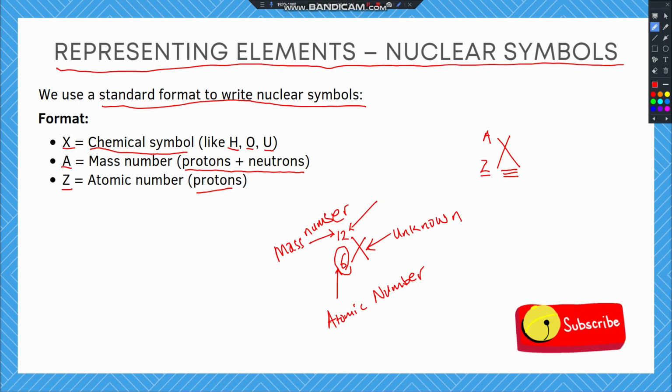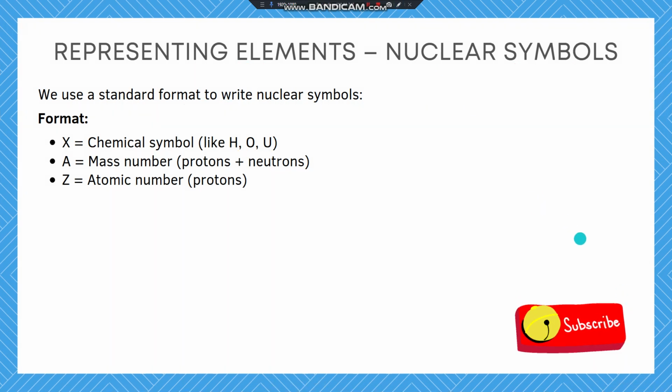And on the periodic table, the element that has the atomic number 6 is the element carbon. So we can transform this X into C. So that becomes carbon, which is denoted with the symbol C, and it has a mass number of 12 and an atomic number of 6. This is how we represent elements in the concept of radioactivity using nuclear symbols.